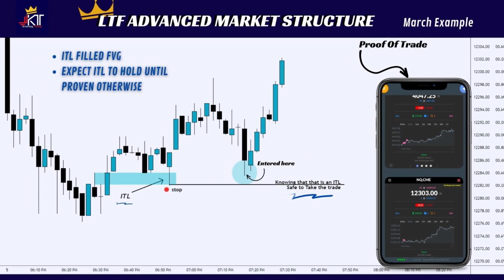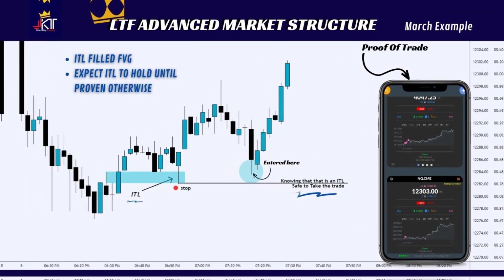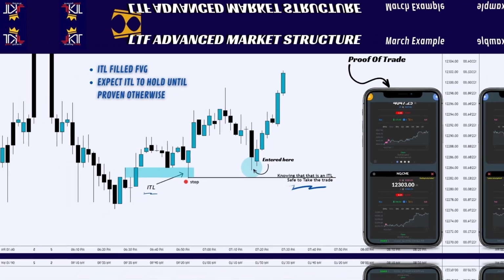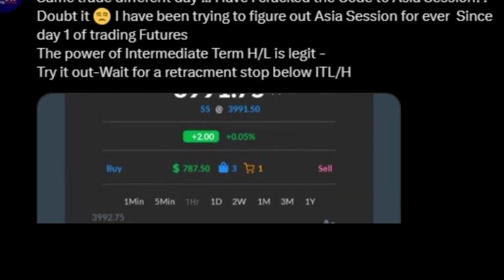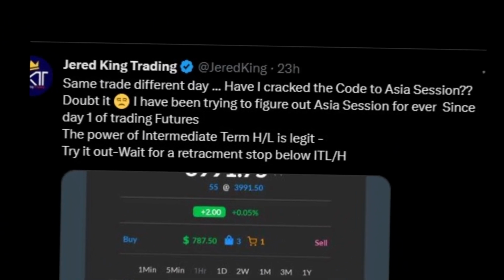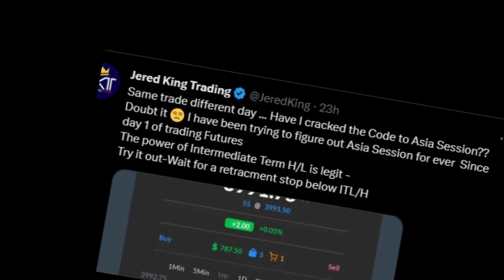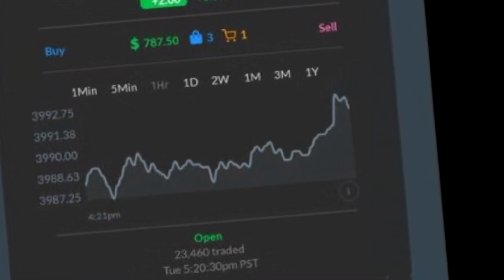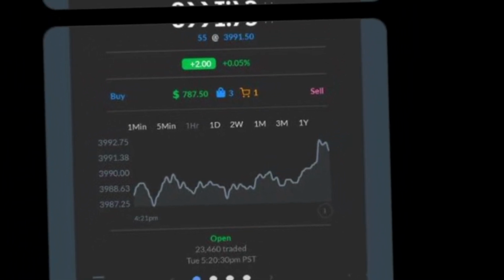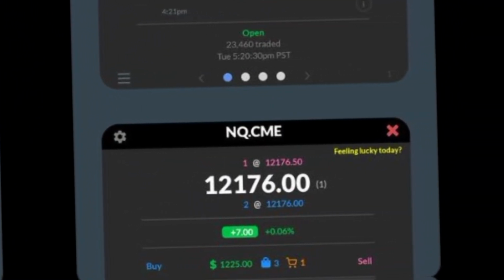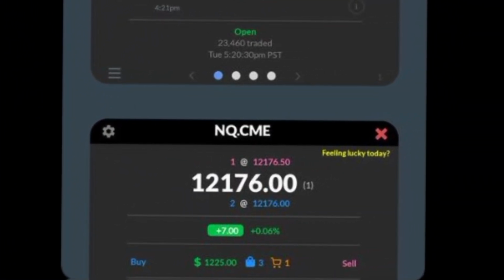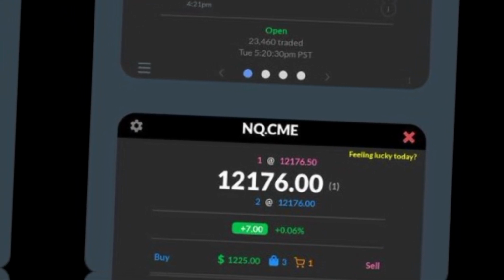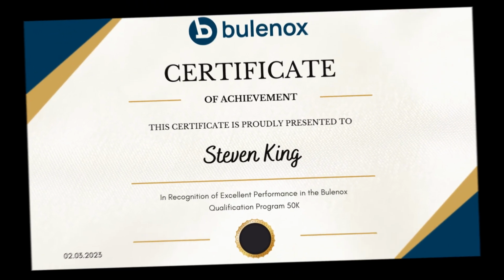So let's go ahead and go over how I traded during the Asia session because a lot of people ask me to break it down. So here's the tweet that I posted, same day, different day. Have I cracked the Asian session code? So what I'm using is intermediate term highs and lows for high probability entries. As you can see, that was like a $2,000 winning trade in my funded account with Blue Knox. So let's go ahead and jump into the charts and I'll show you what I was thinking as I took the trade and break it down for you.